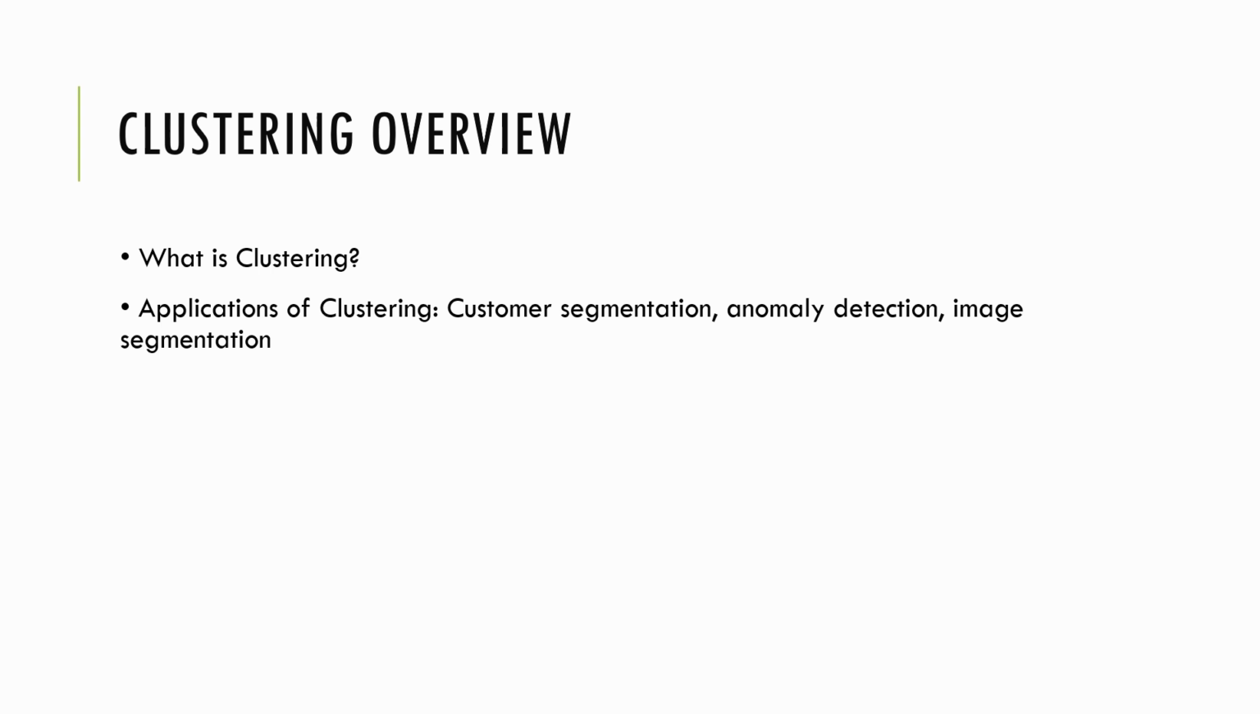Let's start with clustering. Clustering groups data points into clusters based on their similarities. It's widely used in customer segmentation, anomaly detection, and even image segmentation. The goal is to identify natural groupings within the data without needing any predefined labels.